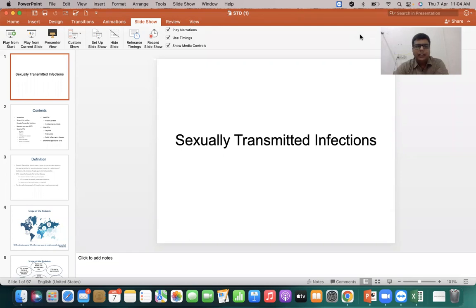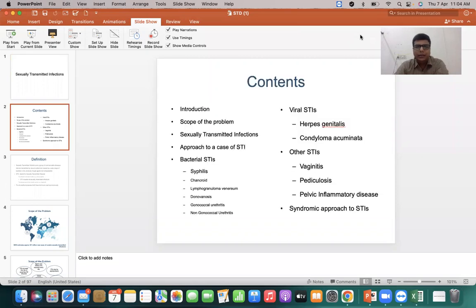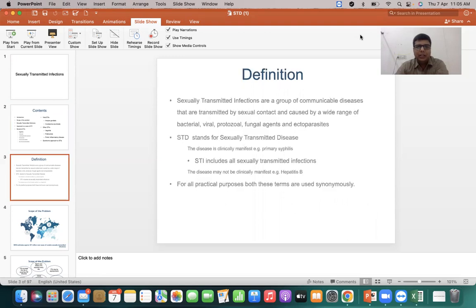Today, we will be discussing sexually transmitted infections. So, let's see what we are going to study today. We will be studying the scope of the problem. We'll study how to differentiate between STD and STI. What are STIs and what are STDs? Then we'll discuss various bacterial, viral, and other sexually transmitted infections and also the syndromic approach to STIs.